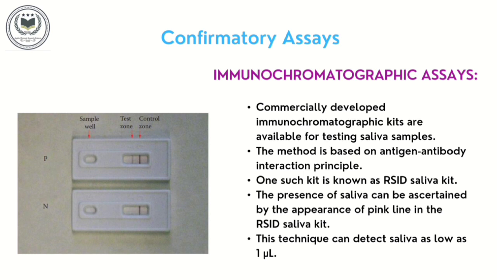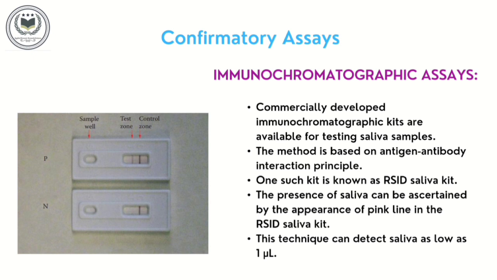One such kit is the RSID saliva kit. It indicates the presence of saliva, which can be ascertained by the appearance of a pink line in the saliva kit. In the test zone and saliva control zone we can observe the lines, and this technique can detect saliva as low as 1 ml.